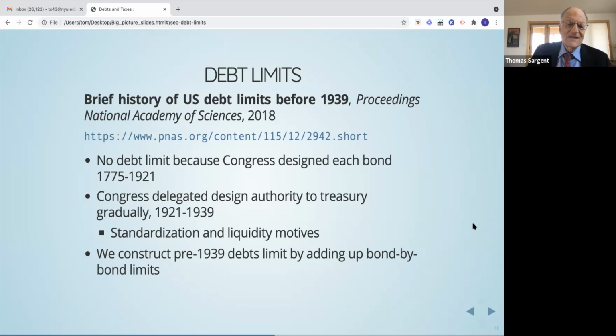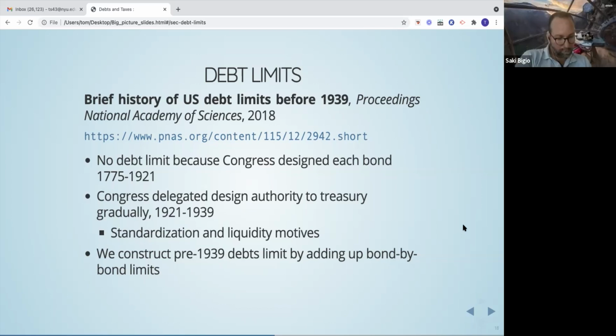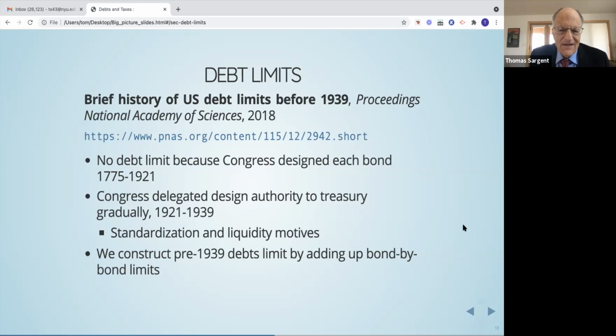Well, it turns out, George and I wrote this little paper. It turns out before 1939, Congress designed each bond. It wasn't designed by experts like Marcus or Saki. It's designed by the US Congress in a committee. They designed each bond, and each bond had a particular amount that could be issued, a limit bond by bond of how much you could issue and what you could use it for. And this is the data that Jonathan Payne and George assembled.